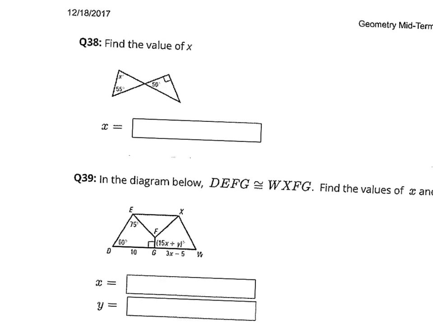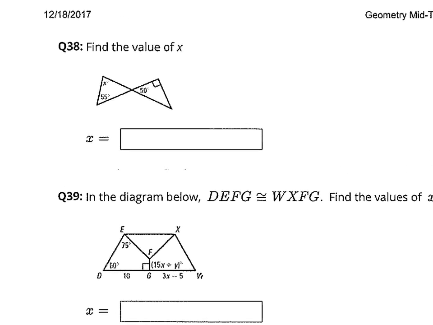We're solving for x again. One thing I want to remind you is that you have vertical angles here, so if this guy's 50, what's he going to be? Okay, now you've got this angle and this angle. Subtract them from 180, and you're going to be left with your x.